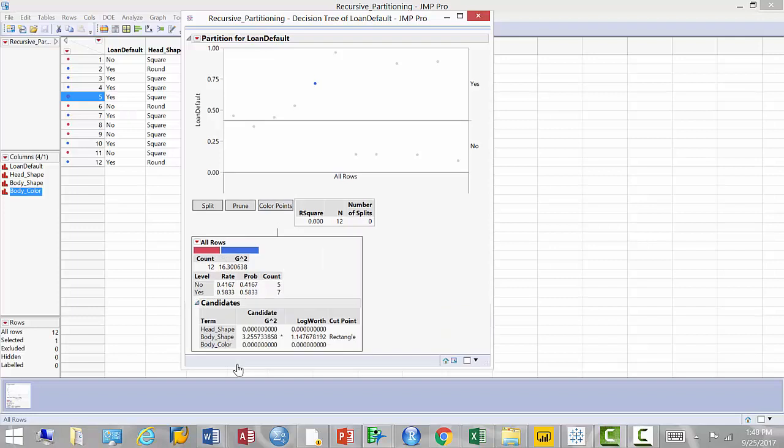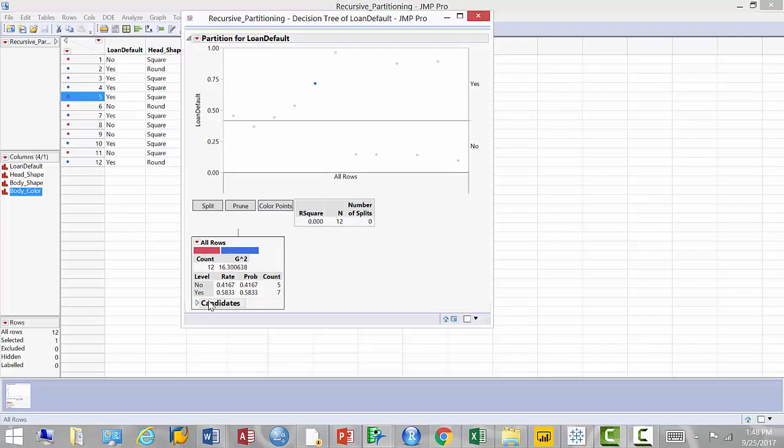You can probably see the candidates. This is my original node, by the way. That's my everything, the whole set. It says the count is 12. Out of these 12, there are 5 people who said no, who did not default on the loan, and there are 7 people who did default on the loan. That's my starting point, the unsplit set.